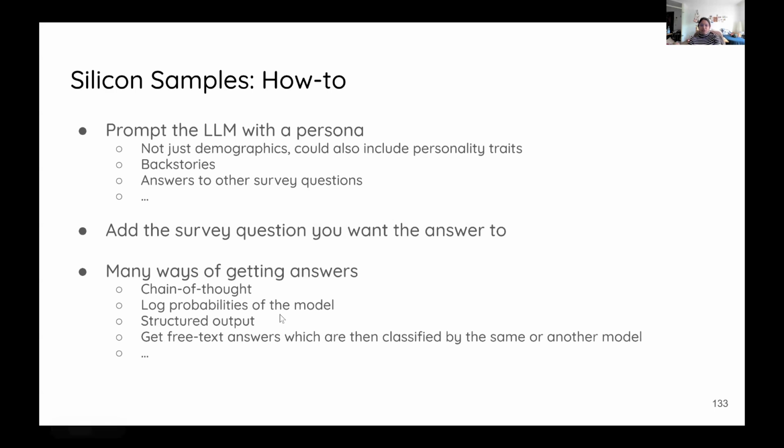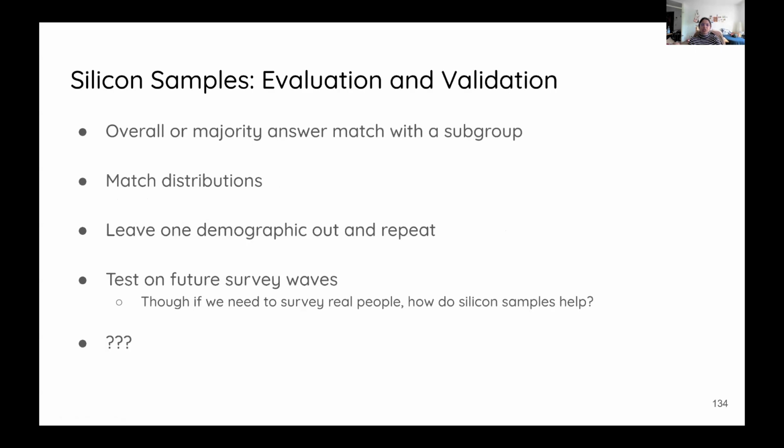So there are lots of intricacies here. You can get the probabilities from the model. You can try to structure the output of the model. You can get free text answers from the model and then further classify them with the same or another model. So there are lots of open questions here. And then the bigger set of open questions are related to evaluation and validation.